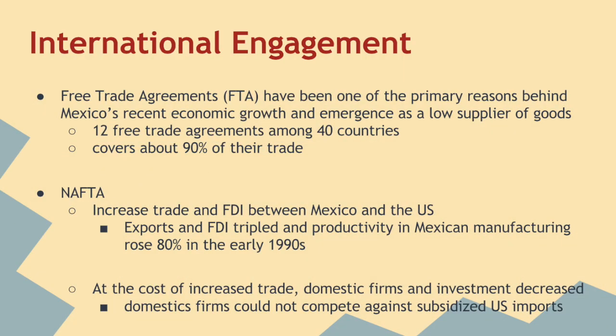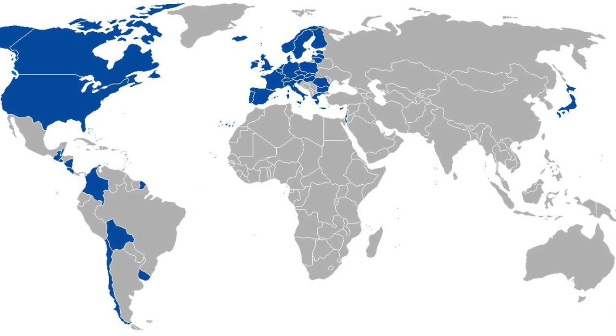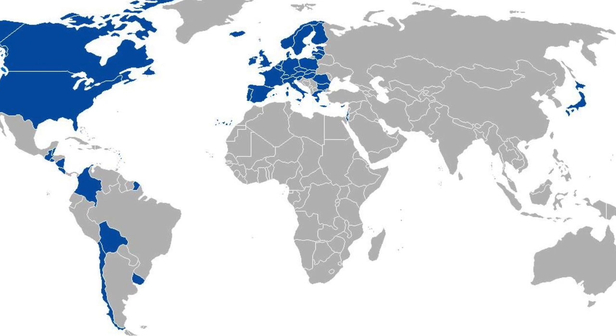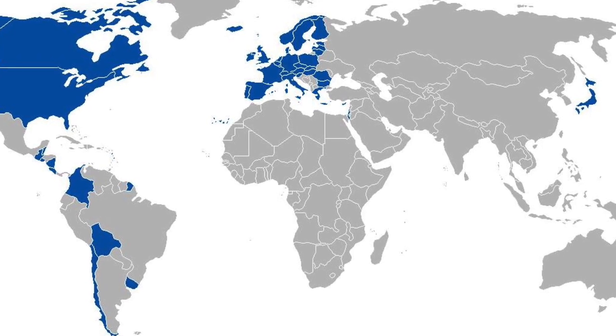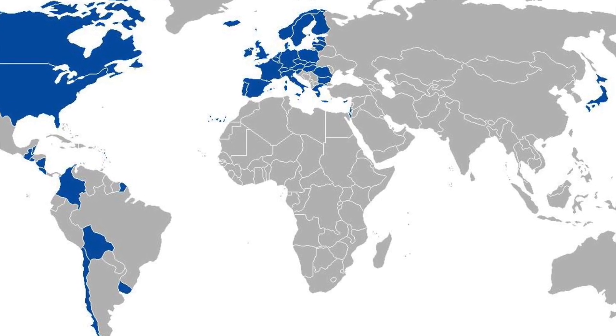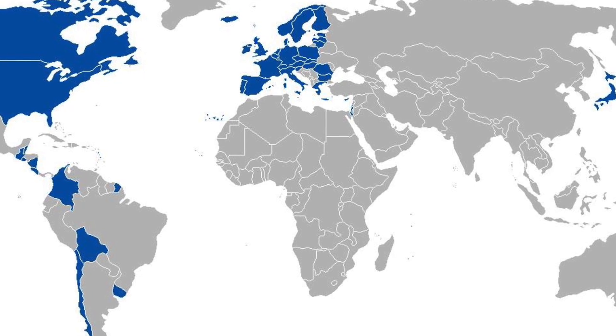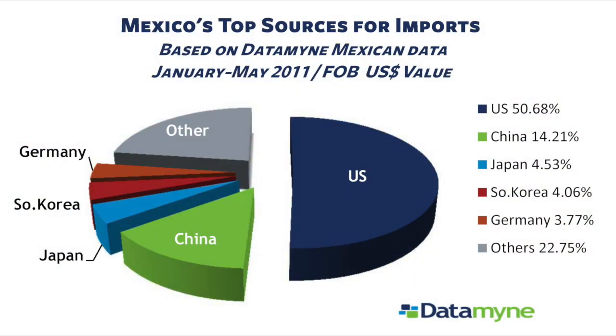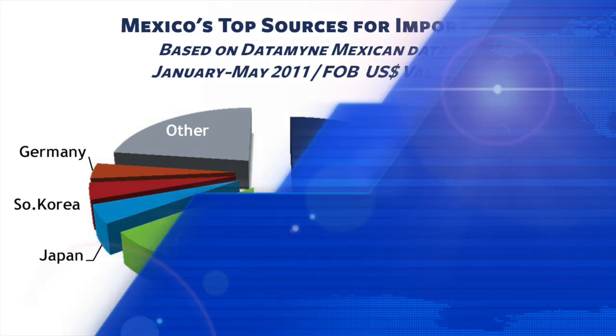For Mexico, international engagement has grown tremendously within the last couple of years and is one of the primary reasons behind Mexico's emergence as an economic power. Since the liberalization of their economy, Mexico has expanded its international network to include 12 free trade agreements with more than 40 countries, including the US, European Union, Singapore, and much of South America. Currently, these free trade agreements cover about 90% of Mexico's international trade, and have ensured Mexico's gradual economic expansion without the fear of trade barriers.